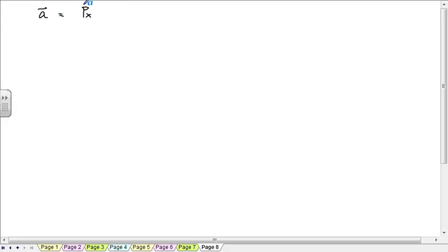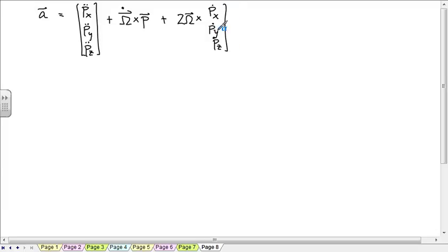So that's components double dot, plus omega dot cross position vector, plus 2 omega crossed with components dot, plus omega cross (omega cross P).